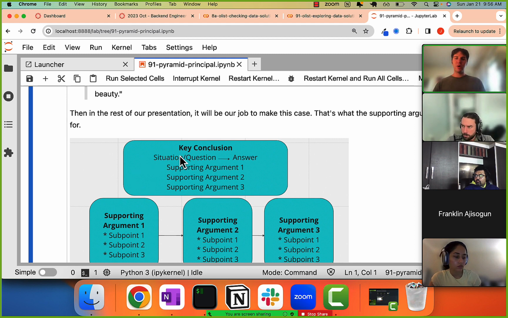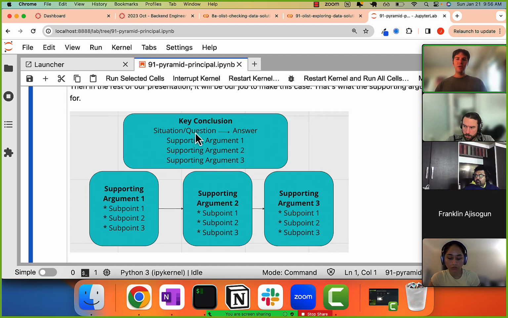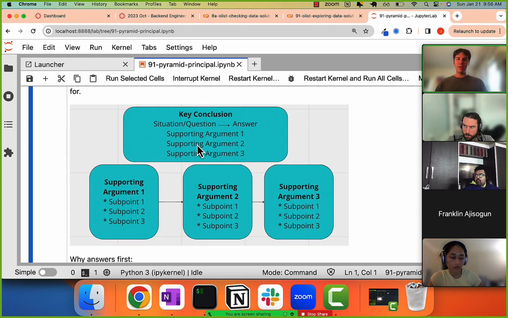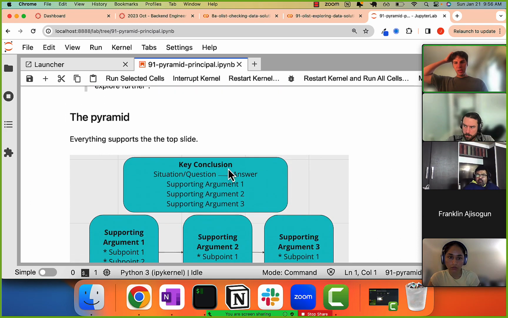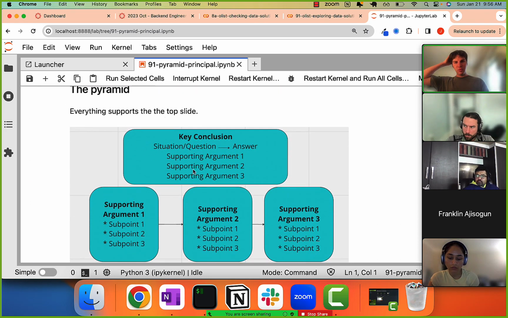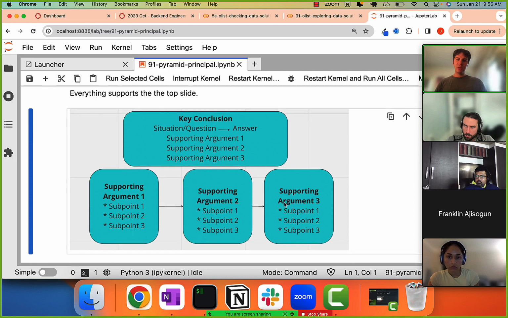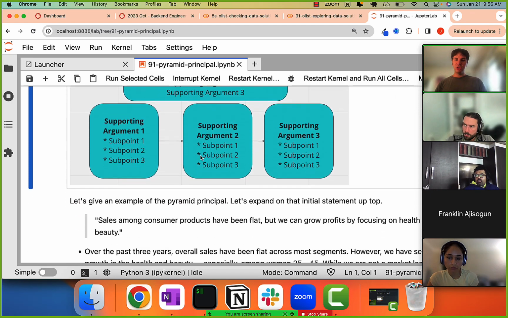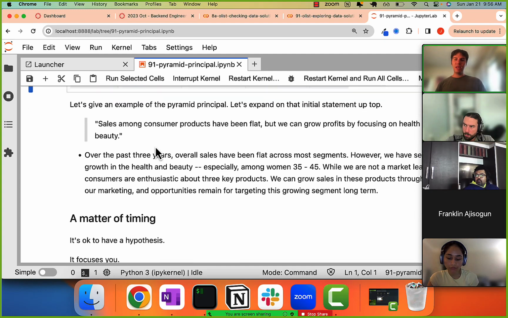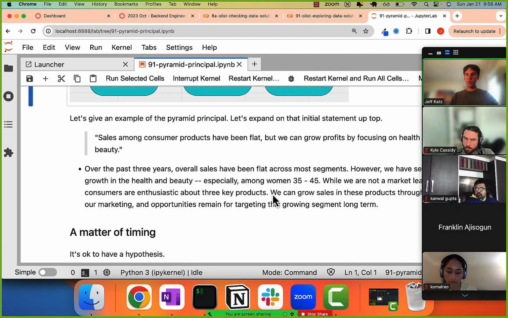So that's the other reason why this kind of situation to answer can really help, and it forces you to start broadly. Big problem to your solution. And then, like I said, it's a pyramid, right, in the sense that this is your top slide, but then you have these supporting arguments that literally support the key conclusion. You can do this in a paragraph as well, right?